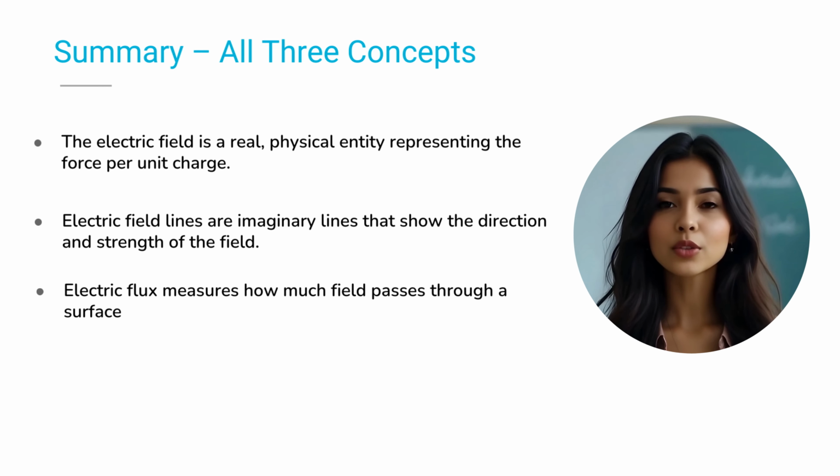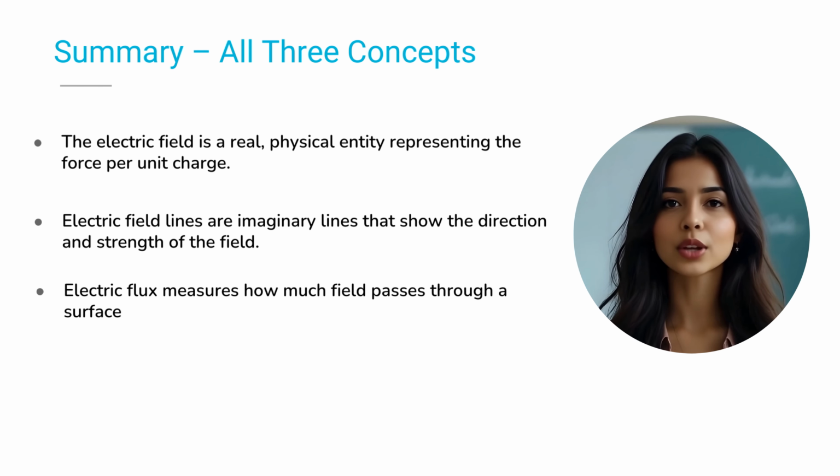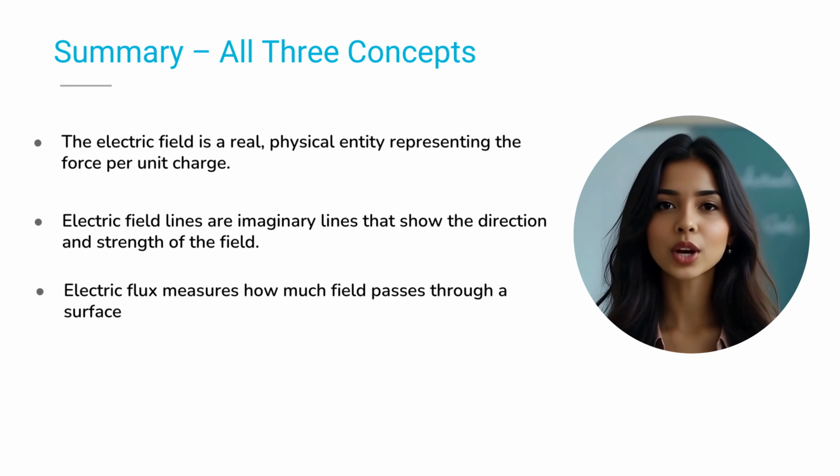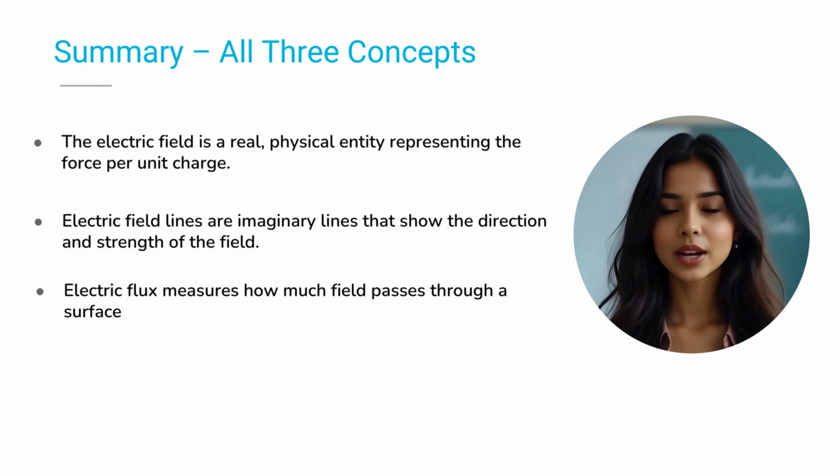Let's recap what we've covered. The electric field is a real physical entity representing the force per unit charge. Electric field lines are imaginary lines that show the direction and strength of the field. Electric flux measures how much field passes through a surface, helping us bridge the gap between fields and enclosed charges.